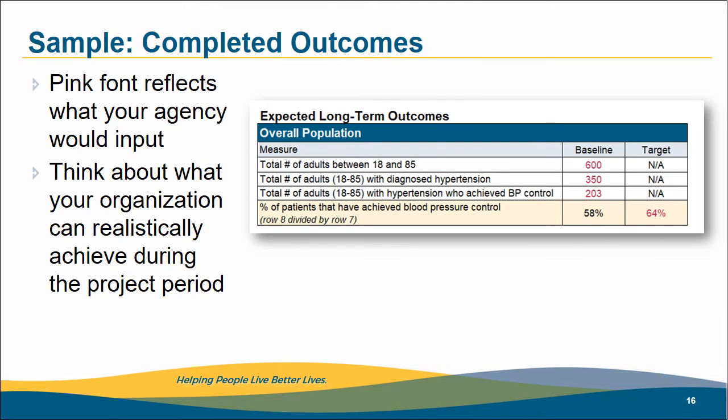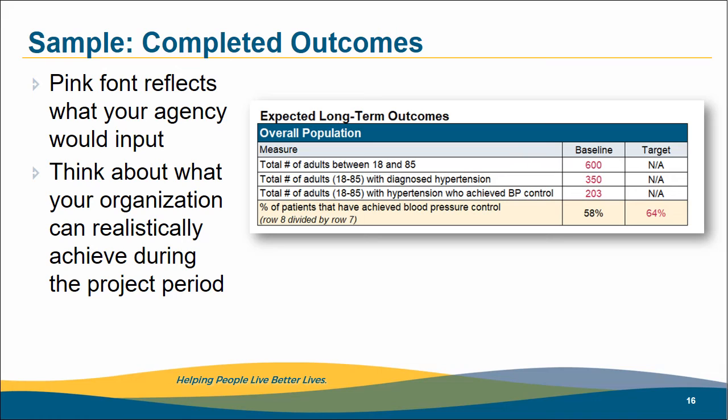Given that it's the long-term outcomes that really drive the work of organizations, we thought it would be helpful to talk through a sample completed long-term outcome section and how an organization might go about setting targets. I'll again mention that the screenshot you see here is primarily focused on hypertension, but the process that I talk through would be applicable to any health condition that your organization is focused on within the Scan and Plan tool.